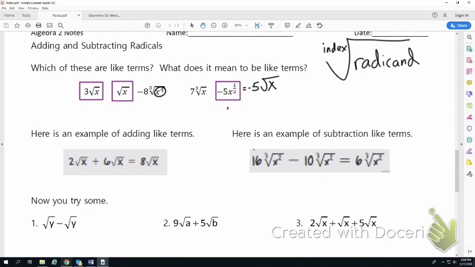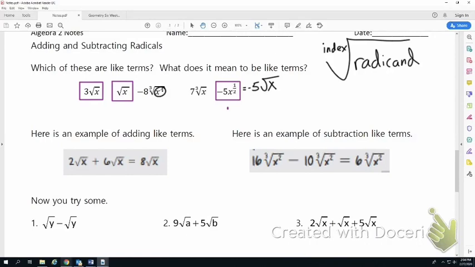So, coming down here, you can see why I think this stuff is pretty simple. 2 times the square root of x plus 6 times the square root of x equals 8 times the square root of x. So it's like terms. So 2 plus 6 is 8, so that's my answer. It's just like combining like terms with regular variables. This term is the cube root of x squared. They both have it. 16 minus 10 is 6. So that's your answer. Okay? Not very difficult, I don't think.